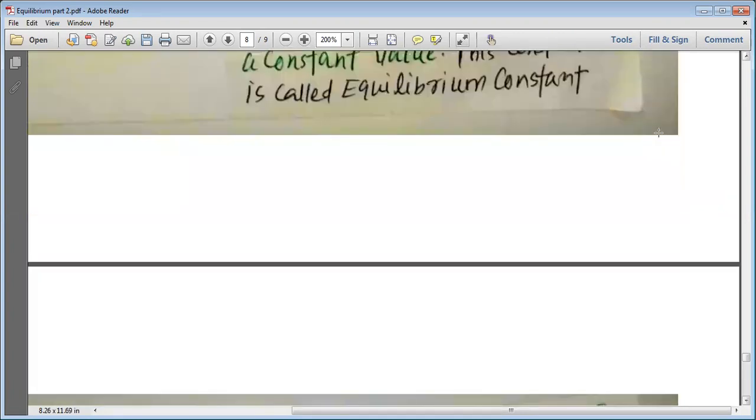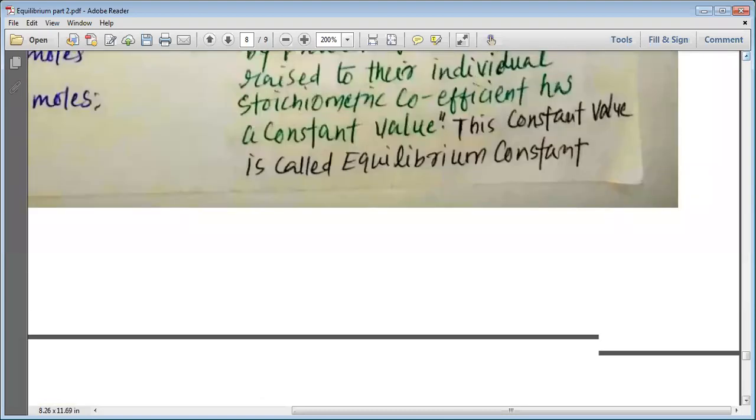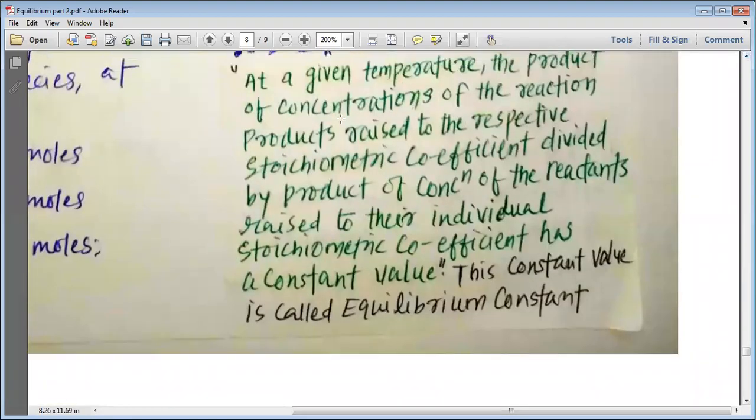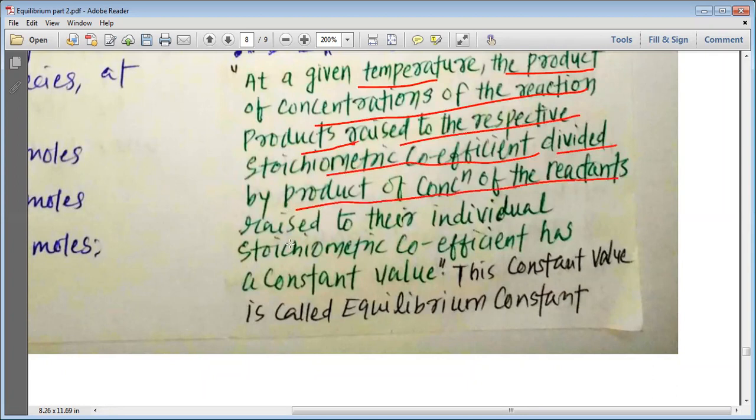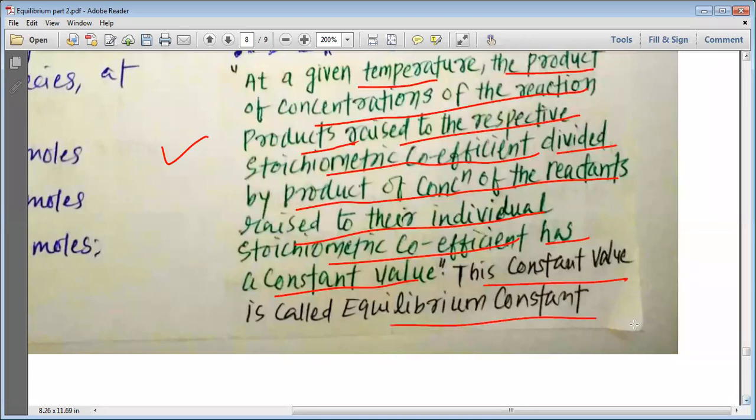If I read it once again, you will understand it better. What is the law of chemical equilibrium? At a given temperature, the product, here product means multiplication, of the concentration of reaction products raised to their respective stoichiometric coefficients, divided by the product of the concentrations of reactants raised to their individual stoichiometric coefficients, has a constant value. This ratio is always constant. This is the law of equilibrium, and this constant is known as the equilibrium constant.